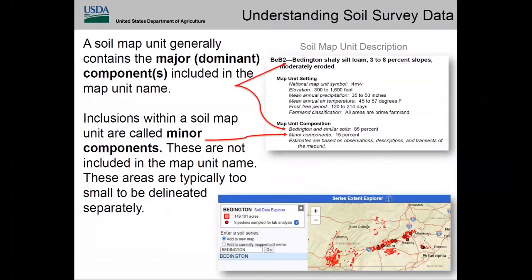Somebody says yes. A few people say yes. Okay. You have to read the entire map unit description. It has a lot of good information in there.